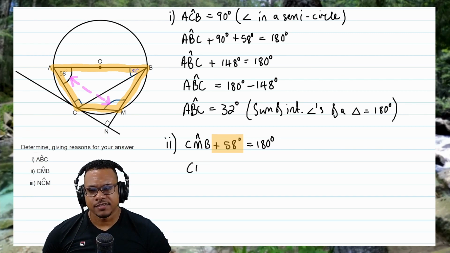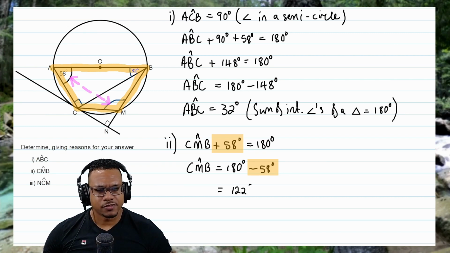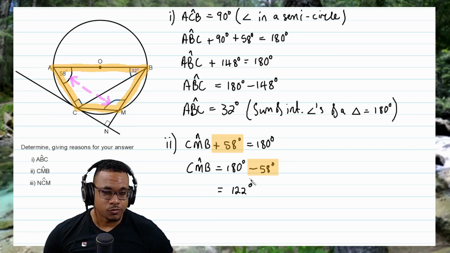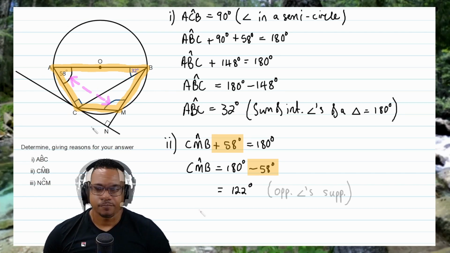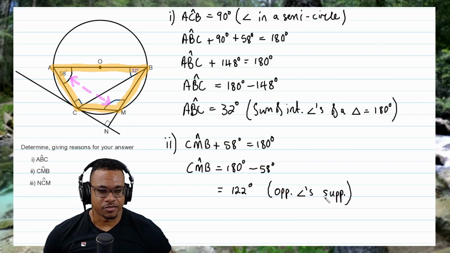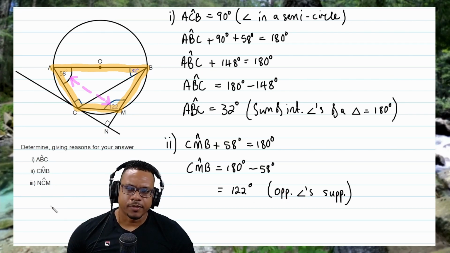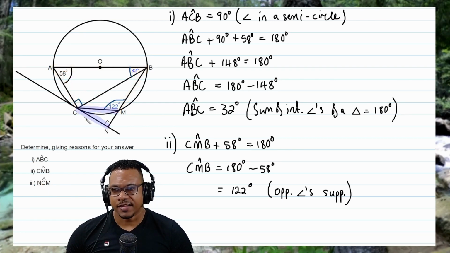So I'll have angle CMB is equal to 180 degrees, take away 58 degrees. And I'll get 122 degrees. And my reason for this working would be that the opposite angles of a cyclic quadrilateral are supplementary. So I'll simply write for my reason that opposite angles supplementary. Now part 3 of my question will be to find the magnitude of angle NCM. So that's N to C to M. So that's this angle right here.